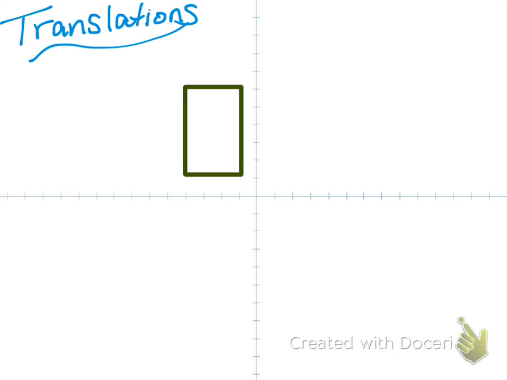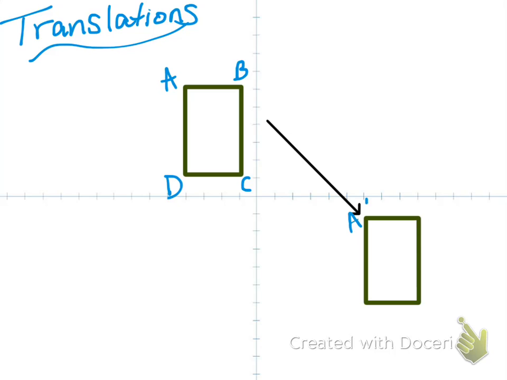So here's an image. We have a rectangle, and if you look at the points that it's on, it's kind of on those points. It's not perfect, but it's close. You can figure out the coordinates, and I'll write them in later. Let's say we want to slide this image down, or translate this image down and to the right to make this new image. Now we have the original points A, B, C, and D, and in the new image, they are A prime, B prime, C prime, and D prime.